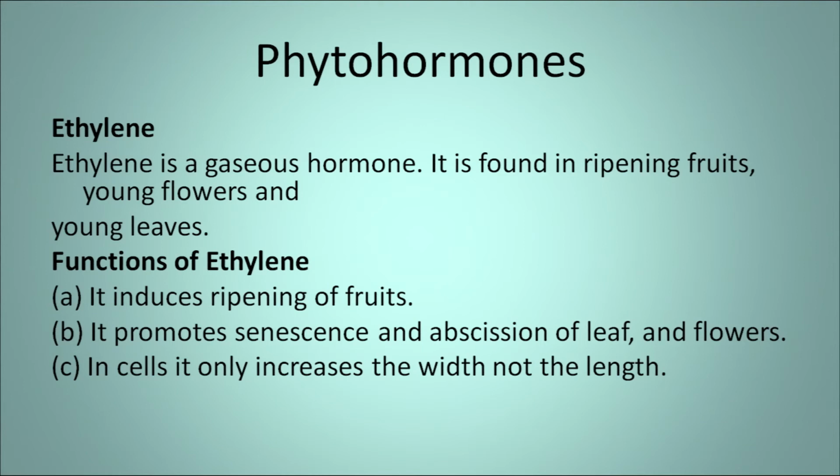Yet another phytohormone is ethylene. It is a gaseous hormone, and it is found in the ripened fruits. Now, whenever we see ripened fruits, there is a smell that they normally produce. That smell is very typical and always common, and it gives a sense that the fruits have ripened. That smell that we are able to correlate with the ripening of fruits is because of the ethylene, and it also promotes senescence and abscission of leaves and flowers, and it also increases the width of the cells.